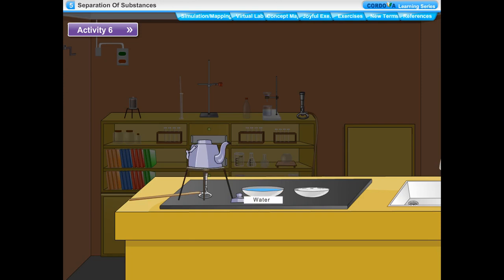Method: dissolve about 20 gram of common salt in water to obtain a common salt solution. Pour the salt solution in the aluminium kettle and put the lid on.